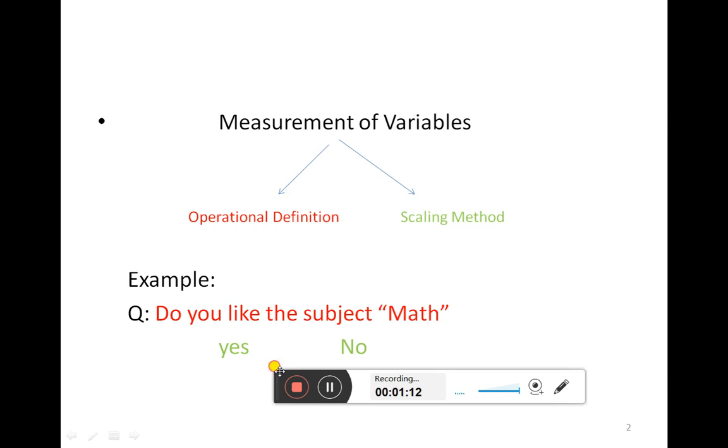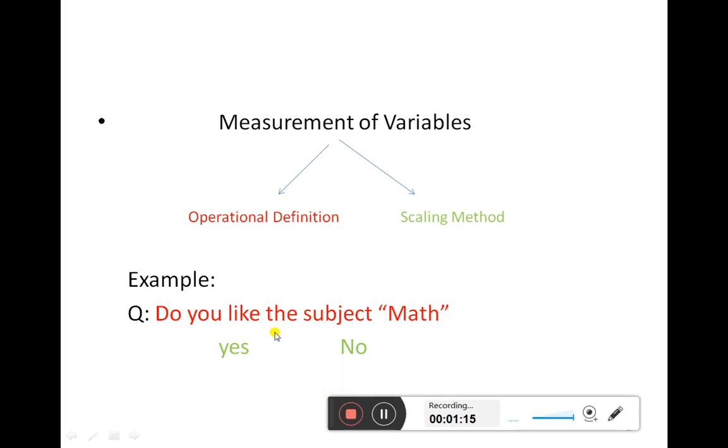Now before starting the lecture, let me first tell you what actually we are going to study. Our major topic is measurement of variables. It simply means to measure and analyze whatever variable you have. When we want to measure our variables, we need two methods, two techniques. One is known as operational definition and one is known as scaling method. When scaling method and operational definition combine together, we have measurement of variables.